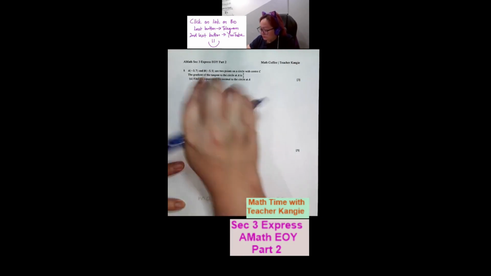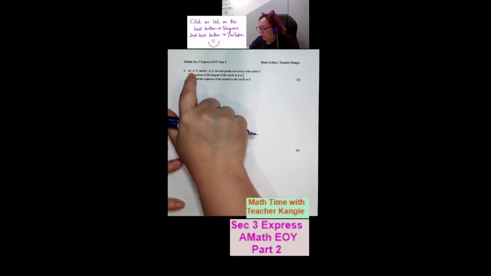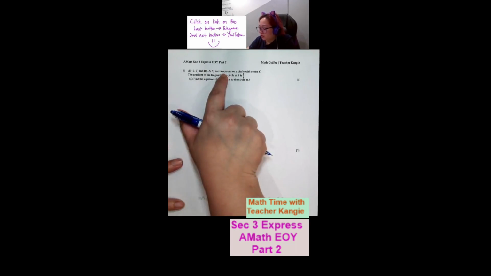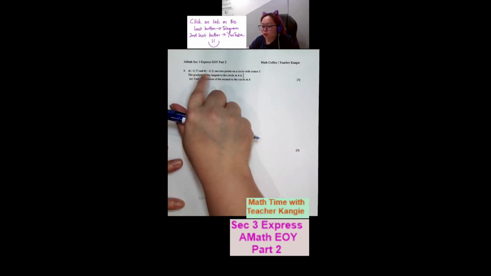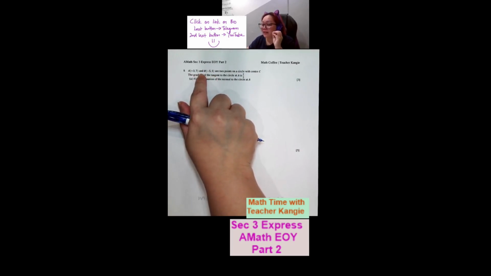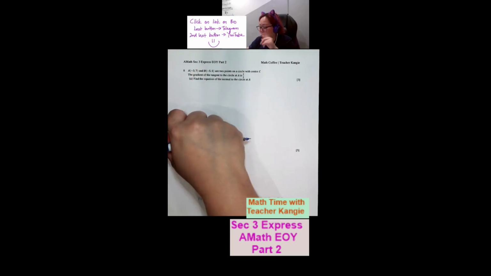So over here, they mentioned that the 2 points are on the circle with a center C. And every time they give you 2 points, it's very, very critical that you need to know whether they are the 2 endpoints of a diameter. If they did not mention that they are the endpoints of a diameter, you cannot assume that they are a diameter, understand? So in this question, they never mention.